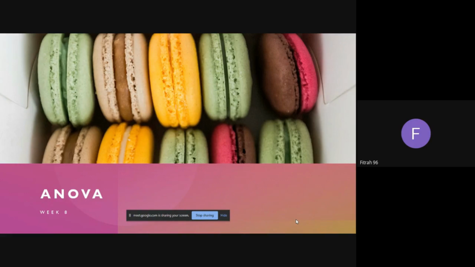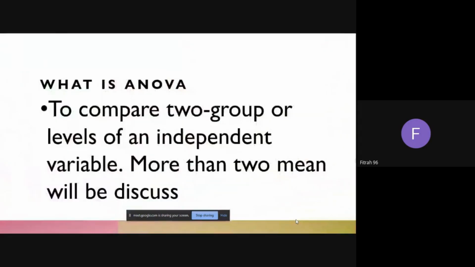So this week is Anova. Okay, Anova tu kita guna to compare two group or levels of an independent variable. Kita akan cari mean antara dua kumpulan yang tak berkait satu sama lain. We're going to find the mean differences between two unrelated group.